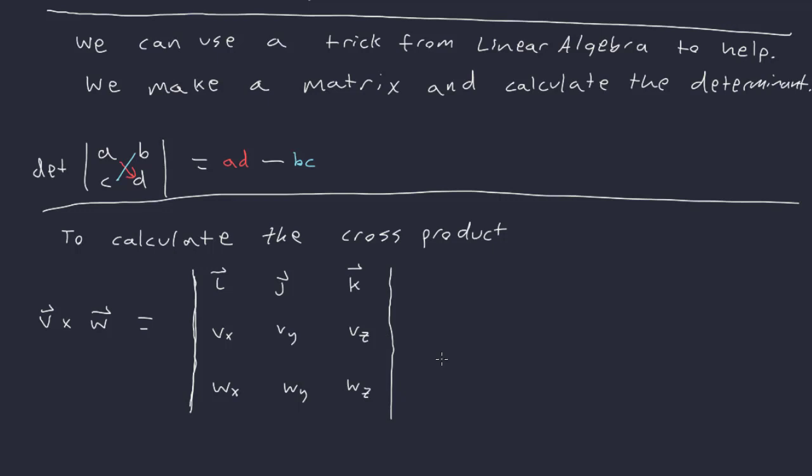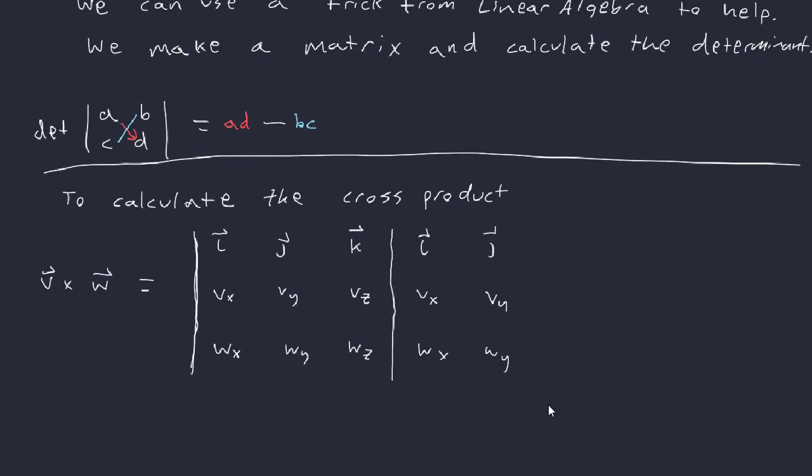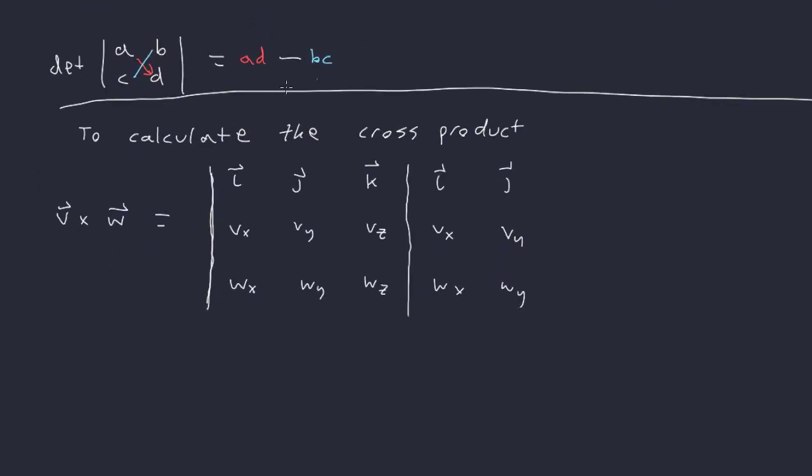Now, from here, I'm going to copy the first two columns again. So I, V, X, W, X, and J, V, Y, W, Y. Now we don't really need the I and J here, but it doesn't hurt to put it either. Now, what we're going to do is this same pattern that our normal determinant uses, but we're just going to go through in the following way.